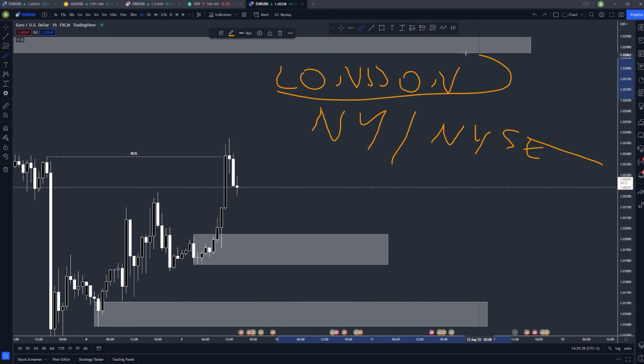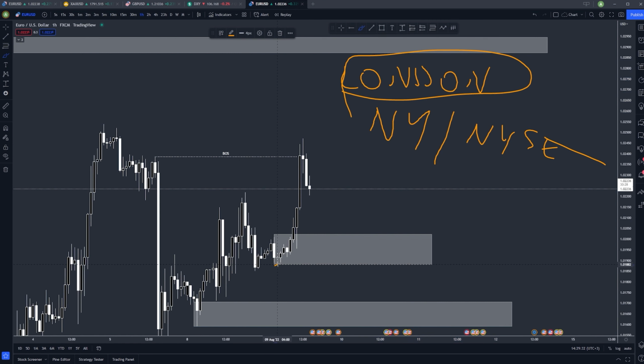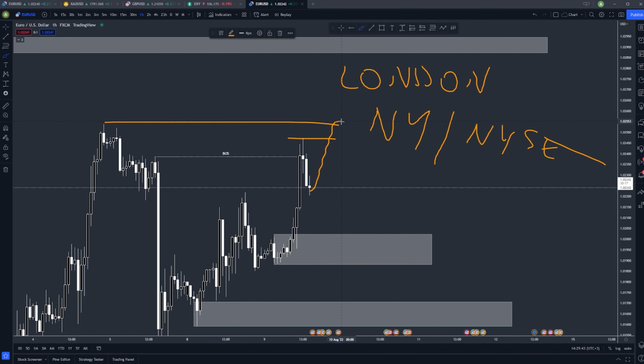So if I see London going long, like in this case, London did make a break of structure to the upside and then starts retracing, what I expect from New York is to potentially take a new break of structure to create that 4-hour break of structure and then start pulling back to these areas. So that's what I'm waiting for: a counter trend trade.